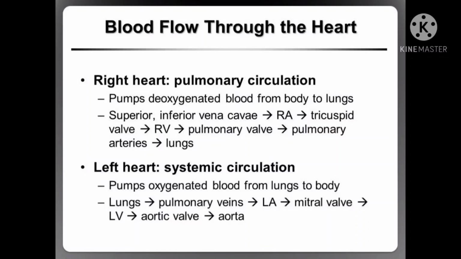The left heart, the systemic circulation, pumps oxygenated blood from the lungs to the body. Lungs to pulmonary veins, to LA, which is the left atrium, to mitral valve, to LV, which is the left ventricle, to aortic valve, and to aorta.